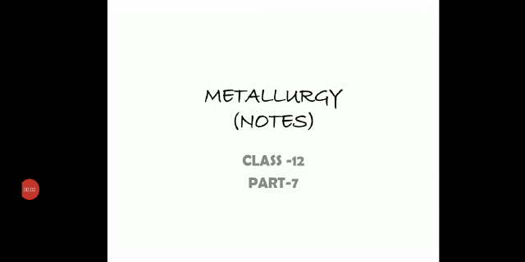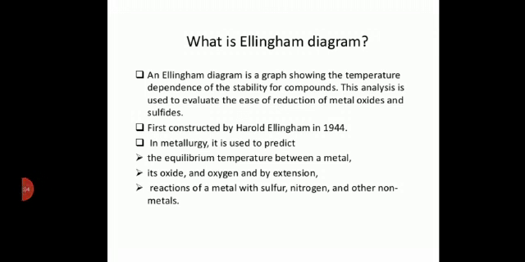Now coming to the next part of metallurgy, we will see the Ellingham diagram. Alright. Now we have studied that the oxides of metals are reduced to metallic form in a number of ways. The concepts of thermodynamics are quite helpful in selecting the most suitable reducing agent for the reduction of a particular metal oxide. We have studied this in class 11.